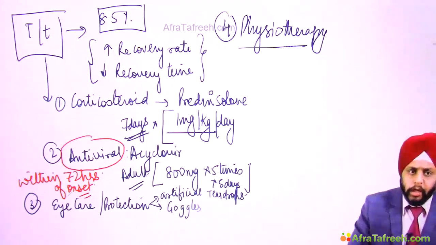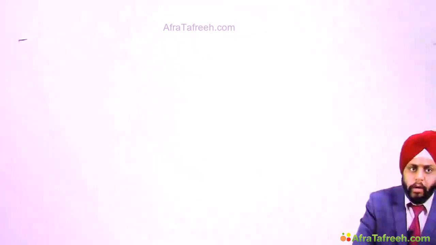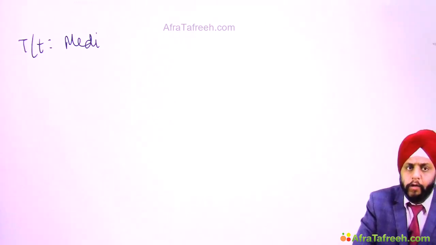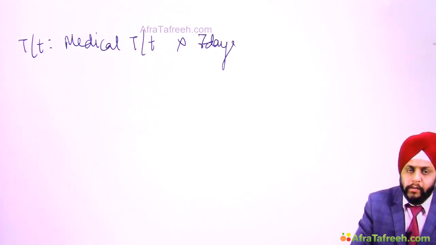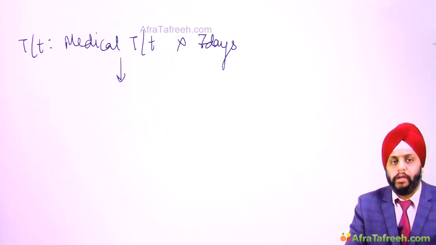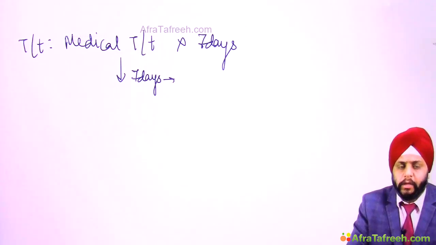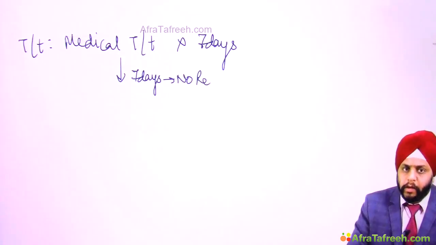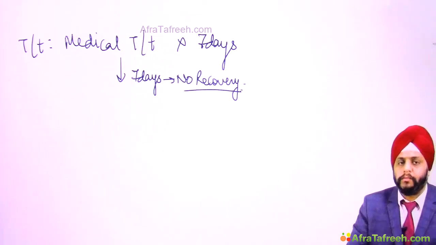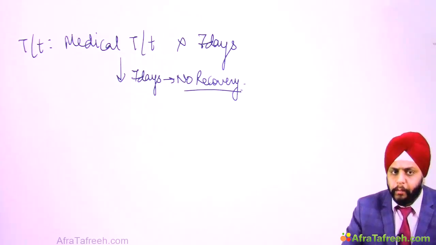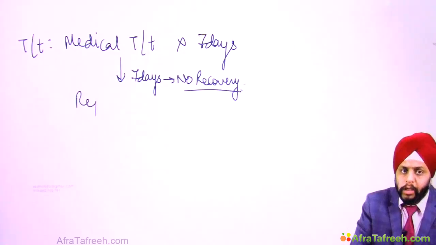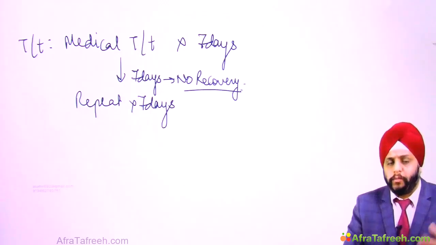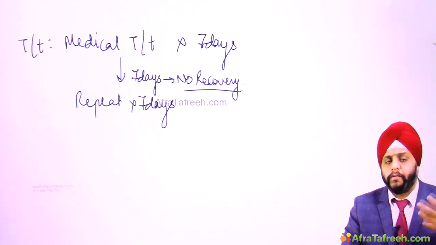Okay, so the treatment of Bell's palsy, you give all this medical treatment for how many days? You give this medical treatment for 7 days. So let's say the patient comes to you after 7 days. If there is recovery, then it is very good. Then you are happy, the patient is happy. But if there is no recovery, what will you do now? Now you will repeat the same medication for the next 7 days. Sometimes it takes time for the facial nerve to recover. So you repeat it for the next 7 days.